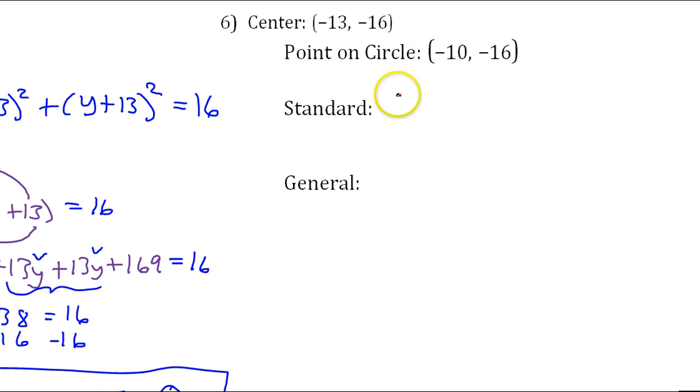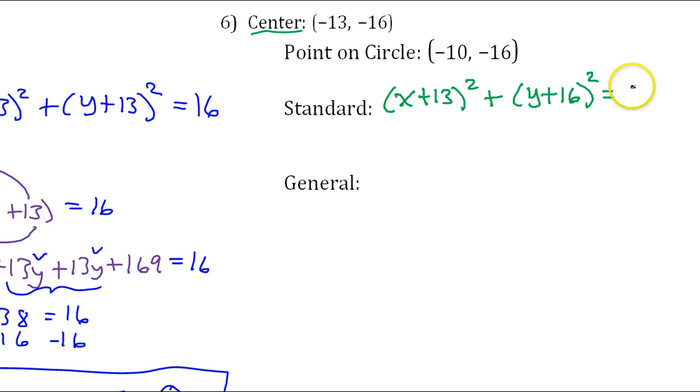Okay, number 6. The standard form is going to be x plus 10. Oh wait, no, that's not the center. That's a point on the circle. Never mind. Well, okay, the standard form, looking at the center, is going to start off x plus 13 squared, opposite of that, and then y plus 16 squared, opposite of that.